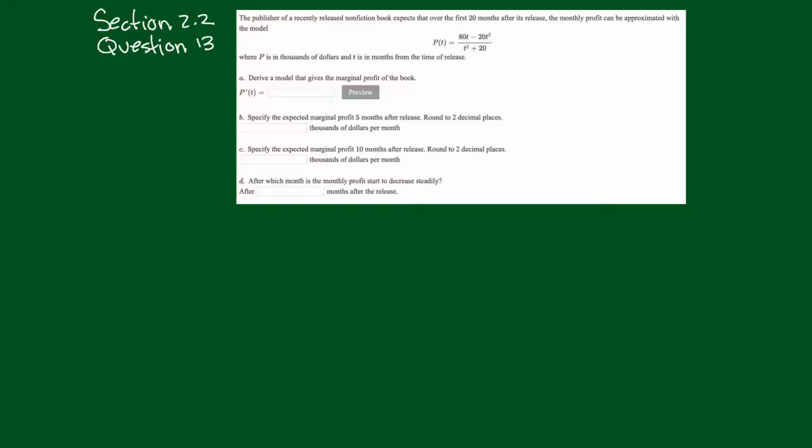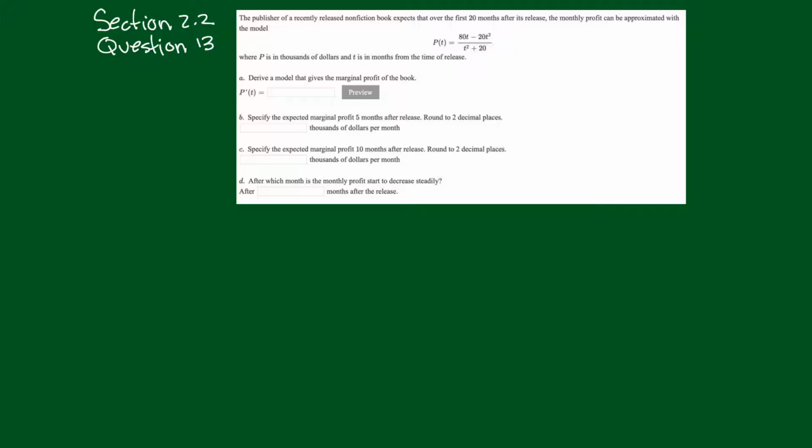This is problem number 13 out of the XYZ homework in section 2.2. And here's what's going on. A publisher of a recently released nonfiction book expects that over the first 20 months after its release, the monthly profit can be approximated with this function right here.